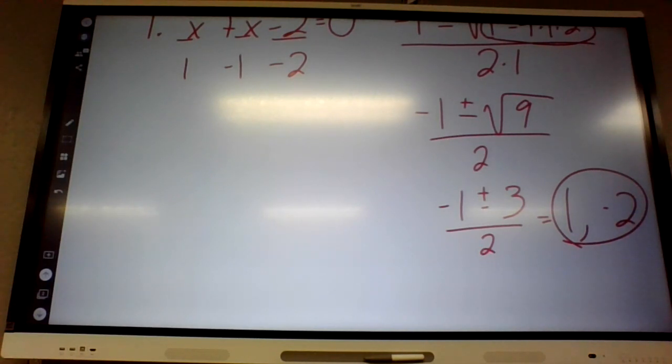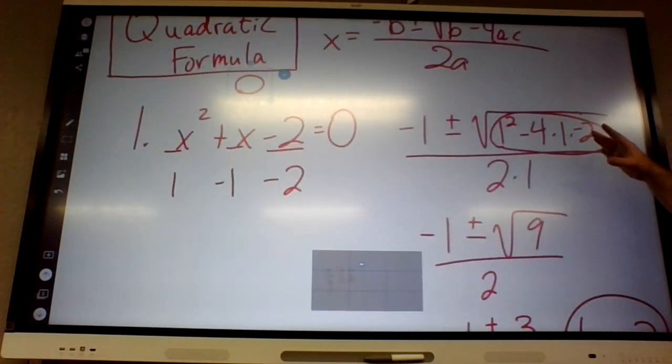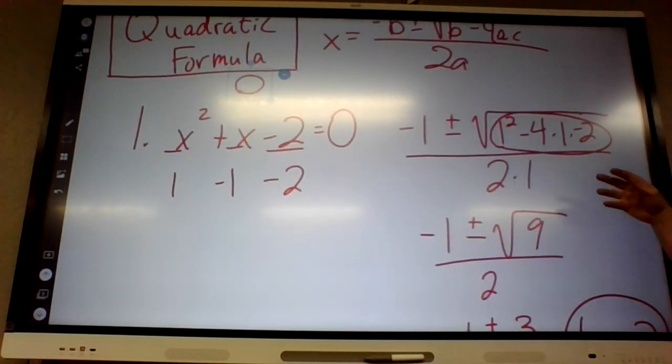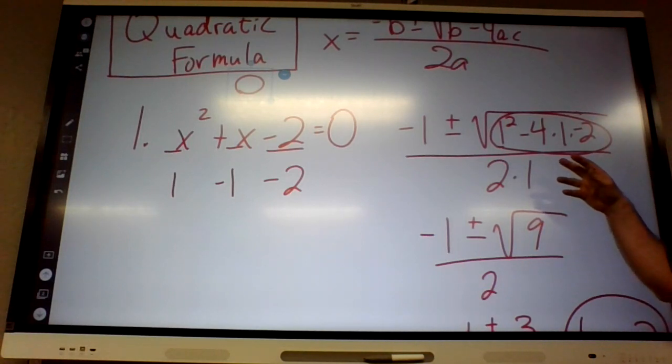So we don't have to show our work because our calculator did it, right? No, I do want you to write something down. You can write this down and then just put equals the answer. Oh, okay.